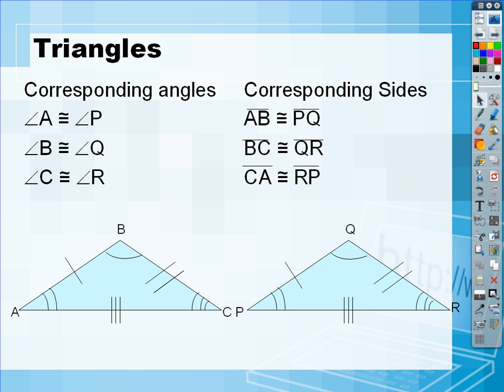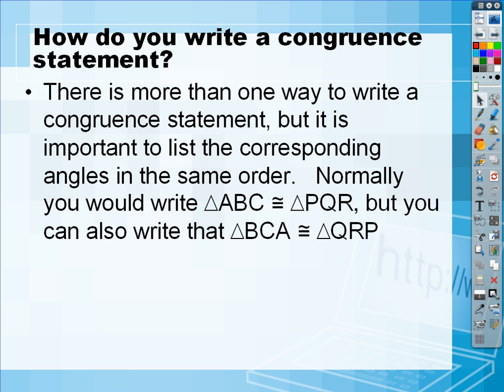When I pick up the first one and set it down, because side AB overlaps with side PQ, well, those must be congruent. Side AB is congruent to side PQ. And we can say the same thing about the other two sides also. So we get all 6 of these pieces of information come with the congruence of those two triangles.